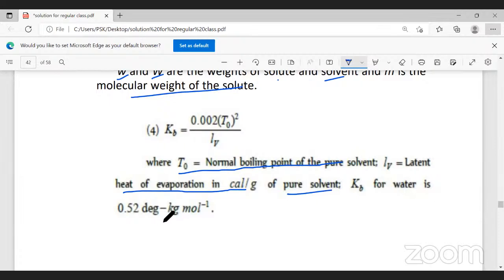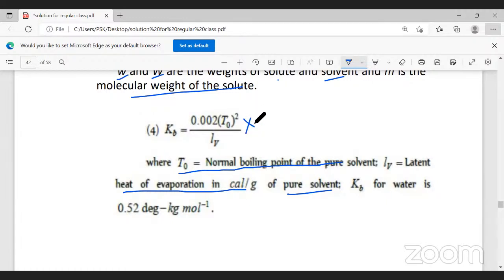Kb is the elevation in boiling point, we know that. So latent heat of evaporation is in calories per gram. What is this latent heat of evaporation? It is the energy required to evaporate the solvent, and here it is in calories per gram. This is the fourth formula you should remember.